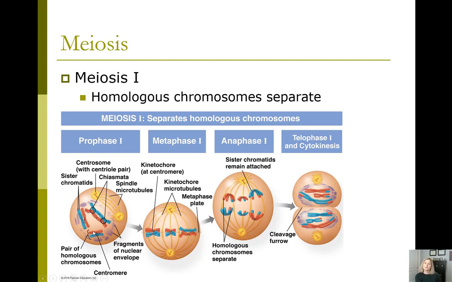Then we're going to go into metaphase part 1. And it's going to be the same as in mitosis for the most part, where they get pushed and pulled. The only thing is that they're hanging out together in their homologous pairs. So the homologous pairs are still hanging out together in that little tetrad. Remember, tetra means four.